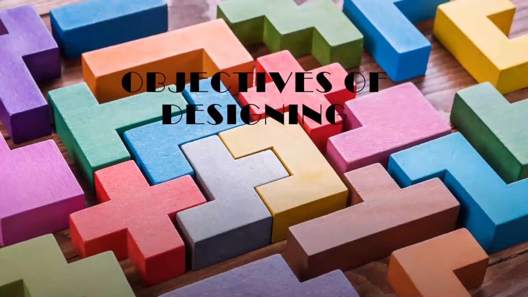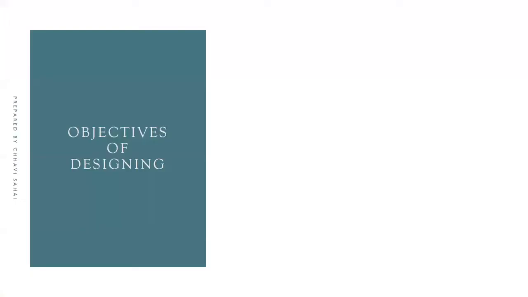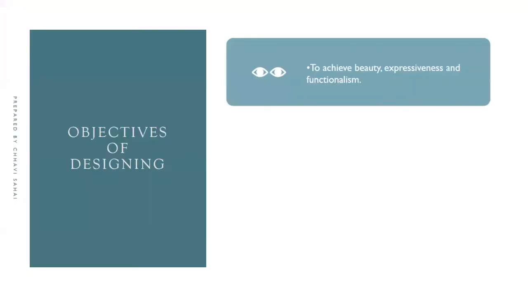So we are going to be discussing the objectives of designing. So, what are the various objectives? There are mainly three major aspects which we try and achieve through interior designing. First is beauty, expressiveness, and also the functionalism. These three things are most important.